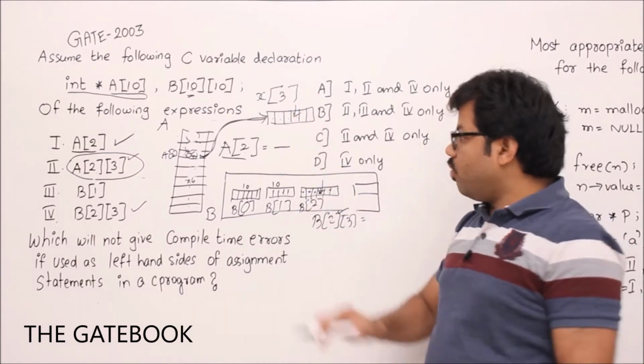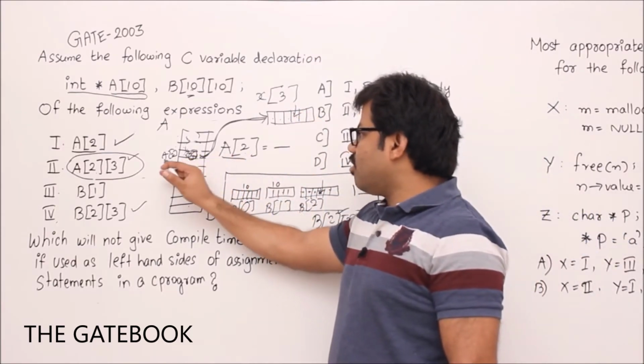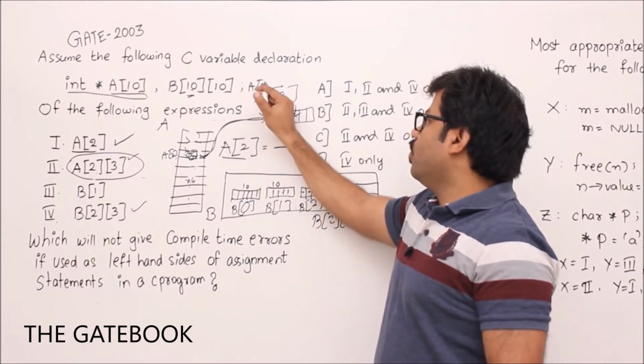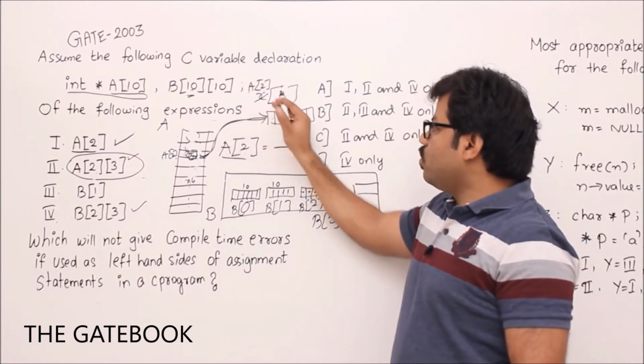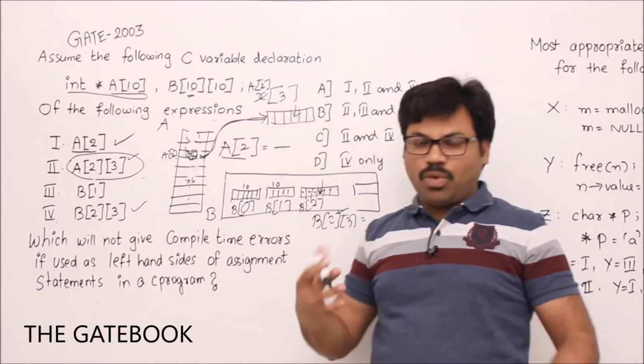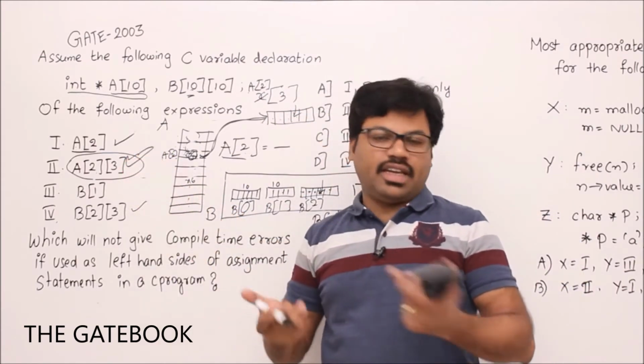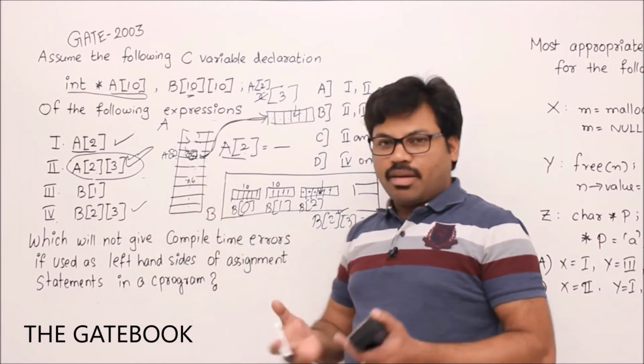Okay, but what is x? x is nothing but a[2]. That's why I can replace x with a[2]. So finally a[2][3] is a meaningful thing in programming. That's why when you do this, a[2][3], we never get any compile time error.